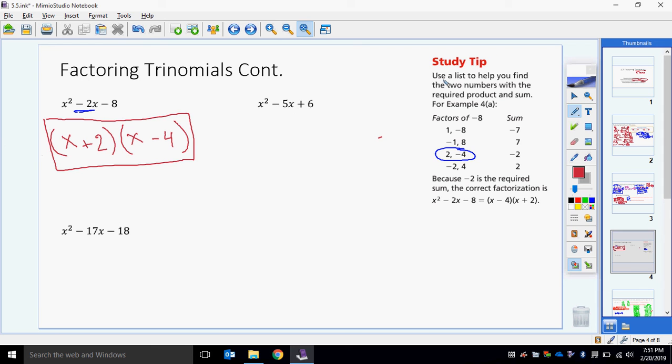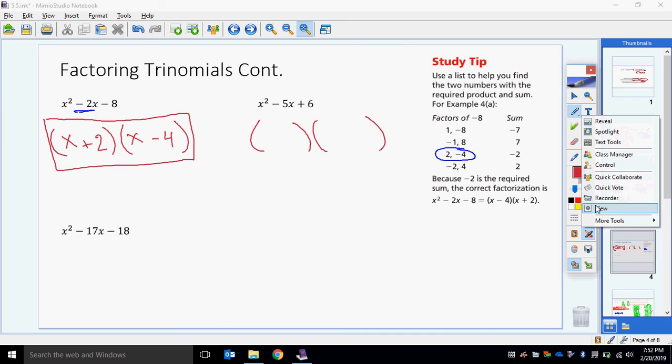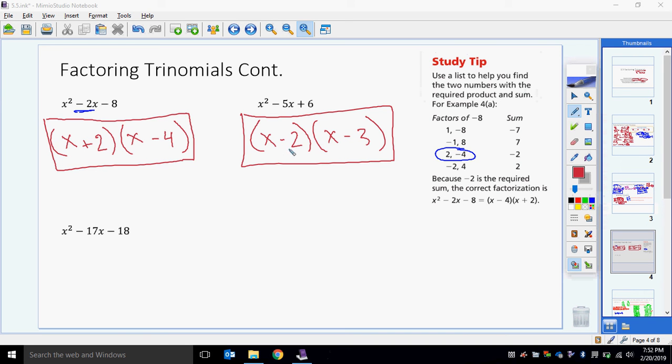Okay, the second one I'd like you to try. What 2 numbers are going to multiply to 6 and add up to negative 5? So go ahead and find the answer for me. All right, hopefully you got x minus 2 and x minus 3, because if you FOIL this back out, the negative 2 times the negative 3 would get you positive 6, and you'd add together the negative 3x with the negative 2x, and you'd get a negative 5.